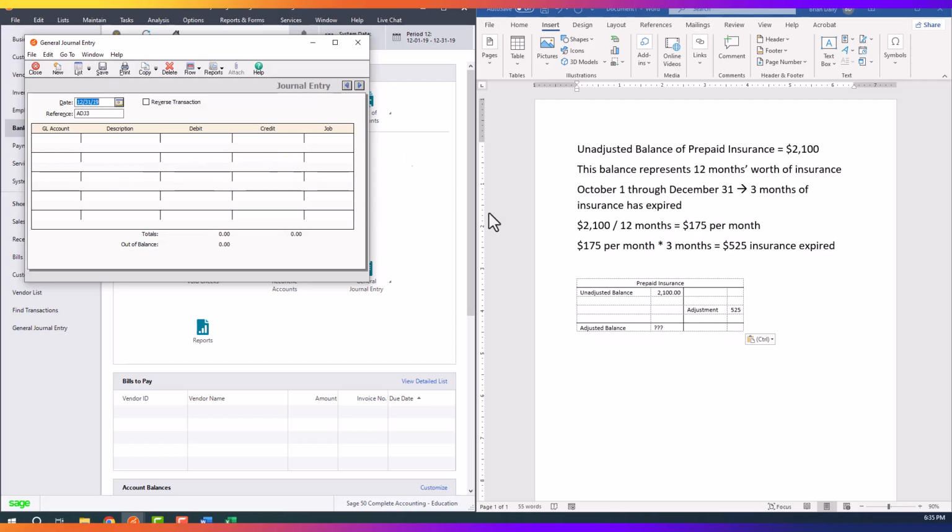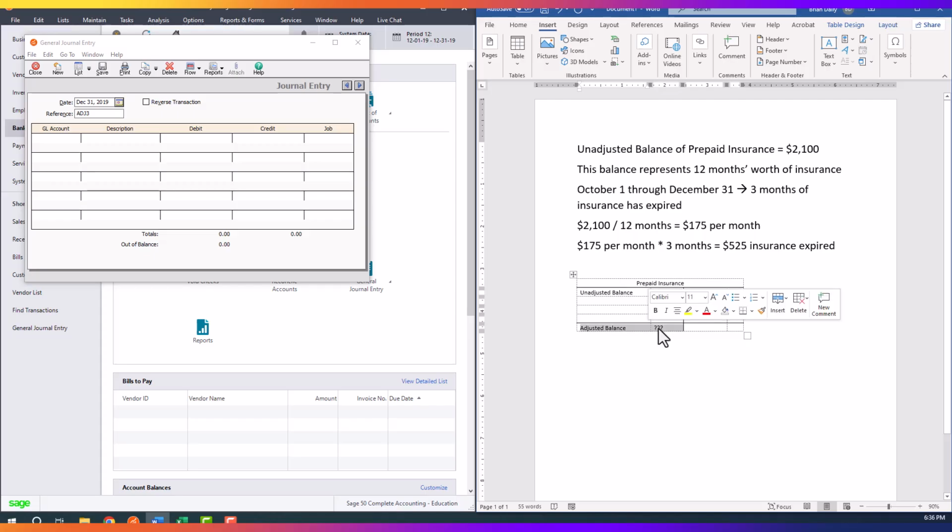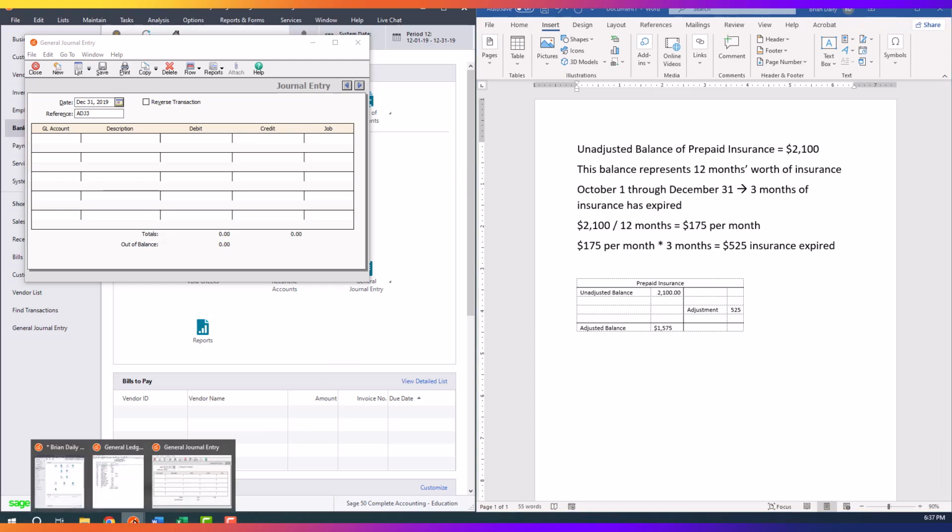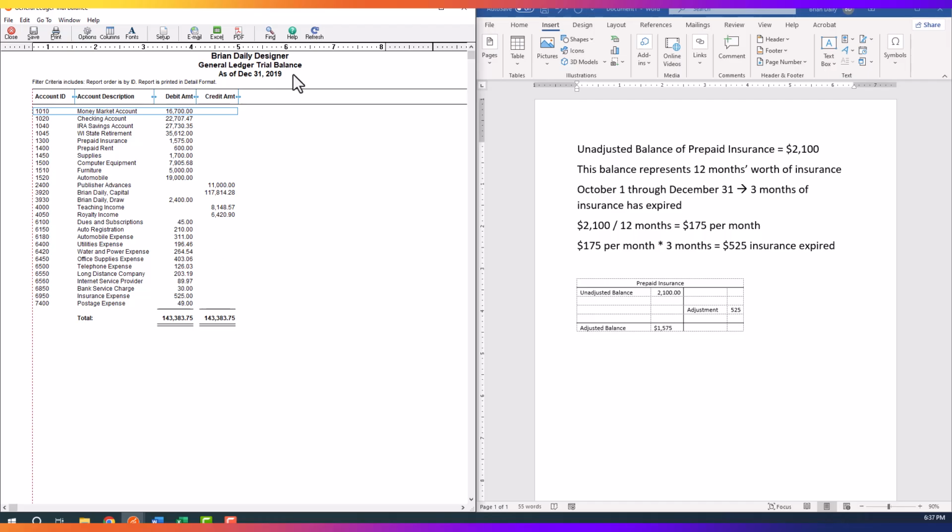Now, if I want to update my T account here, I can see the account started with a $2,100 balance and then I credited it for $525. So the adjusted balance would be the difference of those two amounts. If I do the math, 2,100 less 525 gives me $1,575. And I can verify that by going back to Sage and taking a look at my general ledger trial balance.